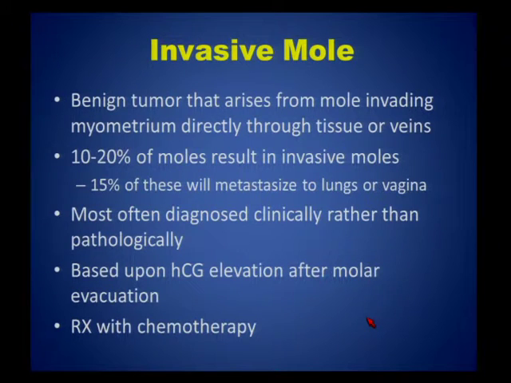Invasive mole is sort of in between a benign mole and a choriocarcinoma. It's a benign tumor that aggressively invades locally through the tissue or veins. 10 to 20% of moles will result in invasive moles. Usually, again, it's the complete mole. About 15% of these will metastasize to lungs or vagina. That's when they earn the moniker choriocarcinoma. Most often they're diagnosed clinically rather than pathologically, usually after HCG elevation after molar evacuation from surgery. And usually they're treated with chemotherapy and results are generally pretty good.